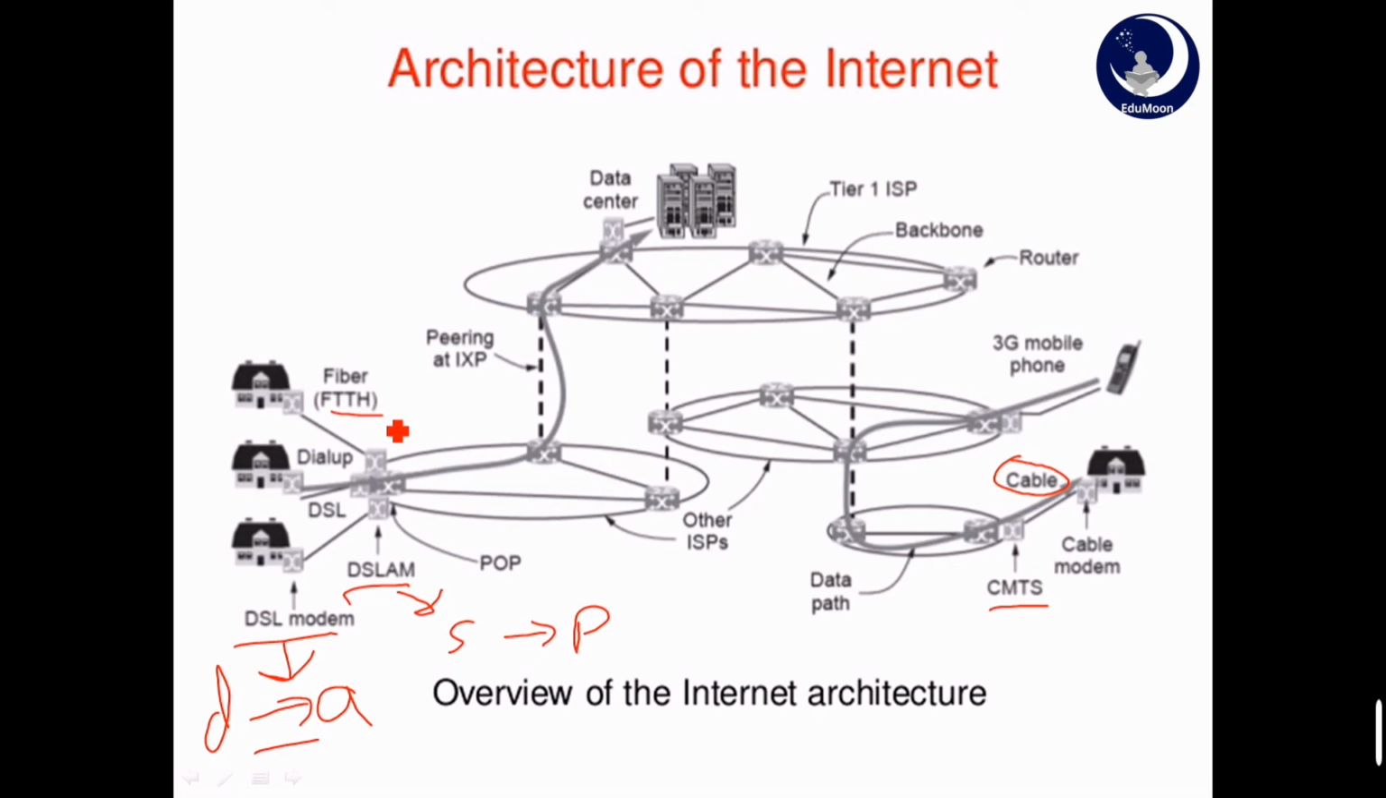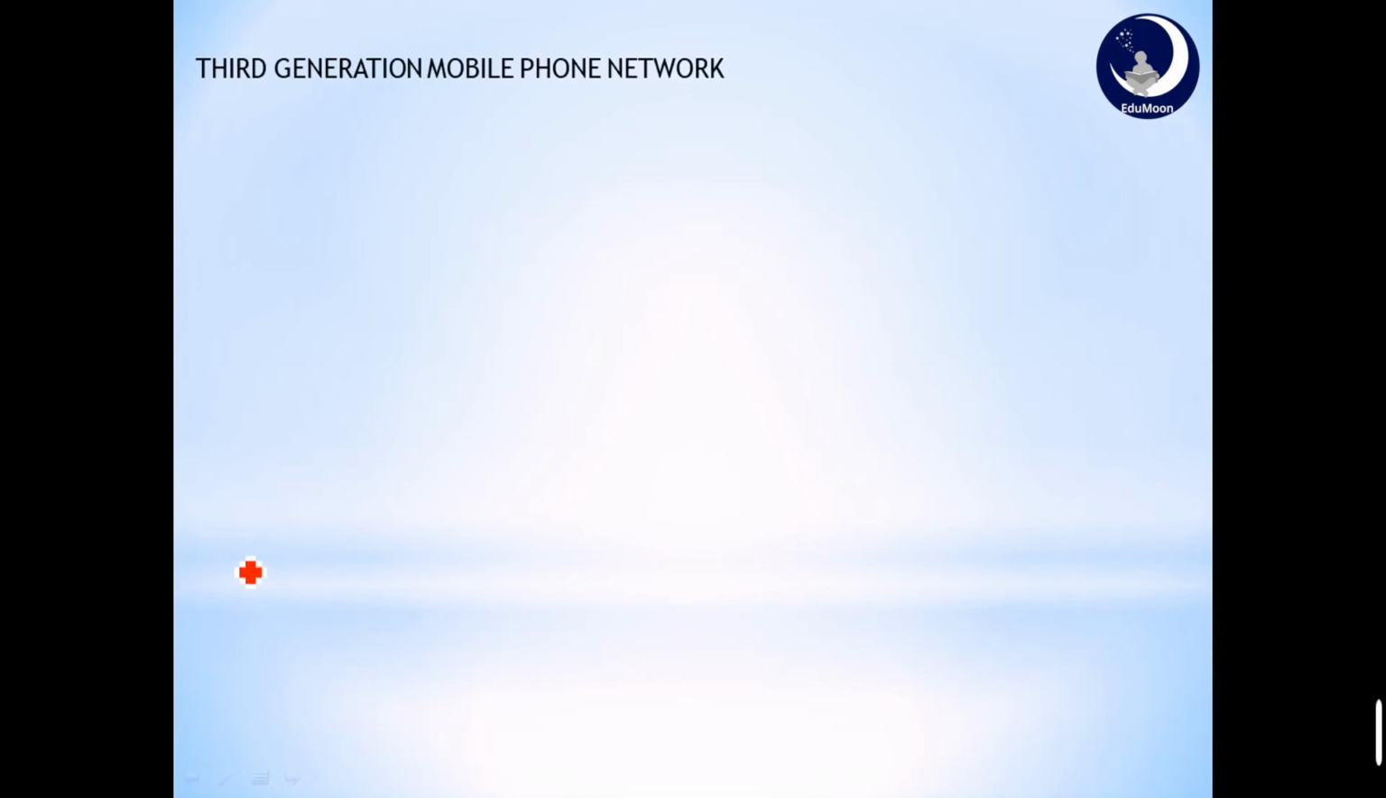The path of the packet depends upon the ISP and the routers. These routers provide the shortest path to reach the destination from the source within a short span of time. Next, coming to third generation mobile phone networks, which is simply known as 3G.